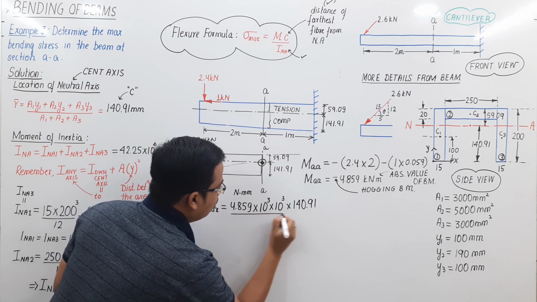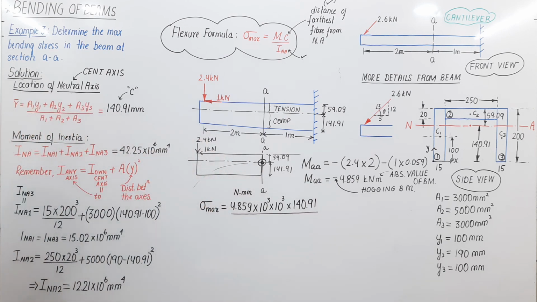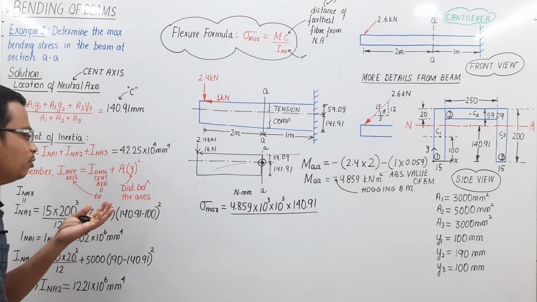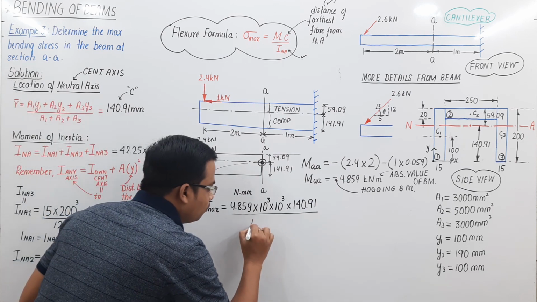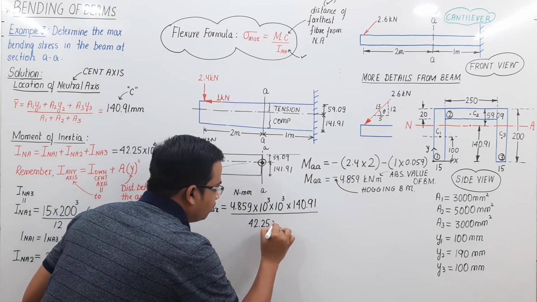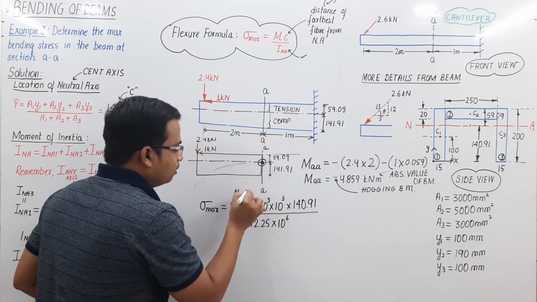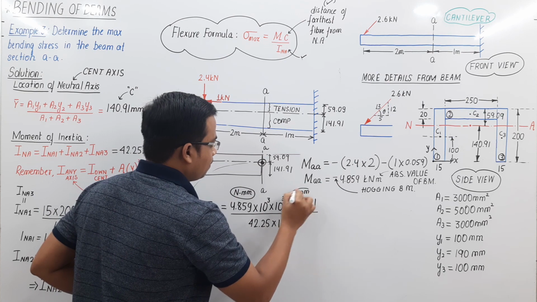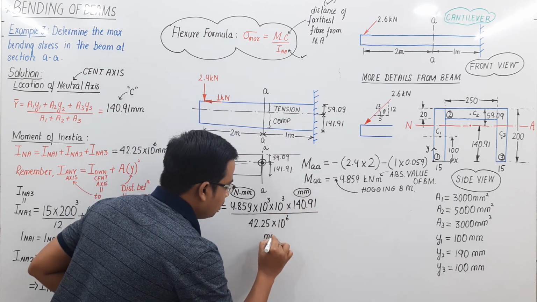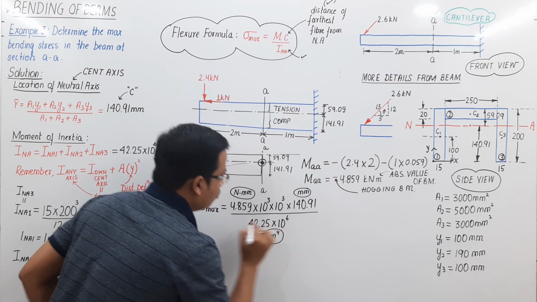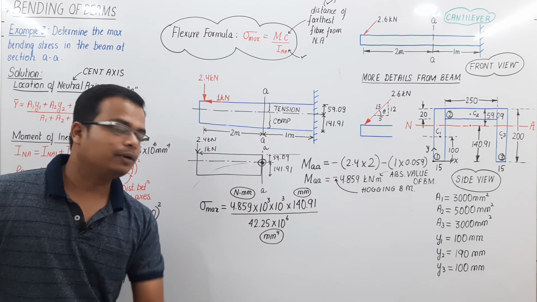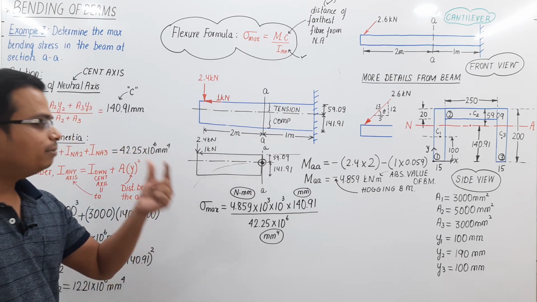All of this divided by I, and I got the value of I, 42.25. This is already in millimeters, so there is absolutely no point of converting. 42.25 into 10 raised to 6. Again, this is Newton mm, this is mm, this is mm raised to 4. Just try to play with the units. You are going to get Newton per mm square as the unit for the maximum bending stress.